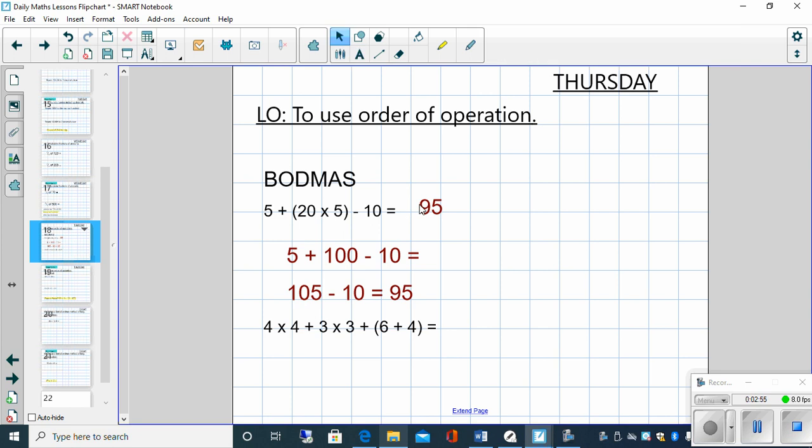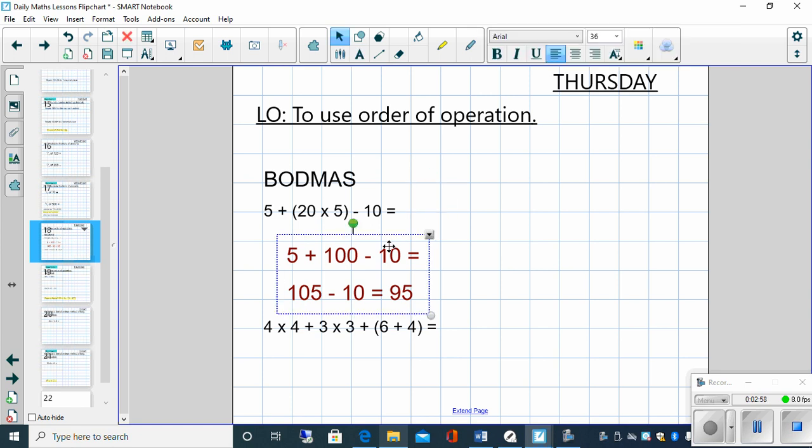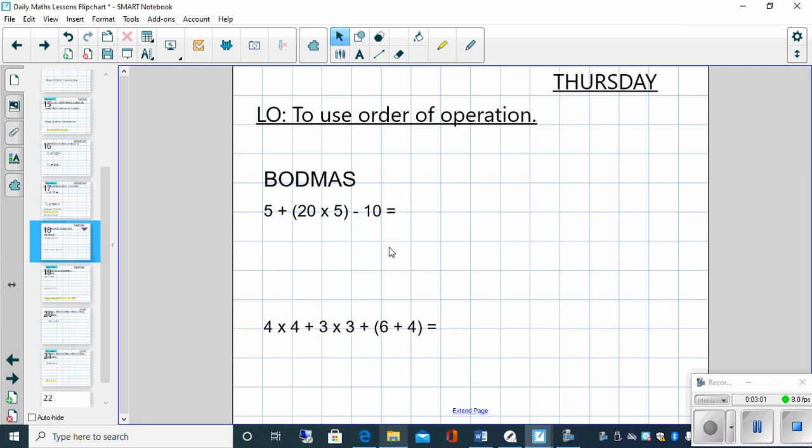So let's have a look at the next example. I'll just get rid of these and we'll have another go at the next one. Follow exactly the same process, BODMAS. So let's have a look then. So brackets first. Oh, I can see brackets here. So we need to do those first.